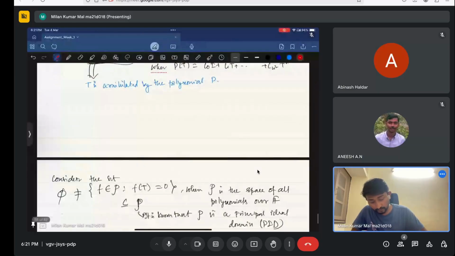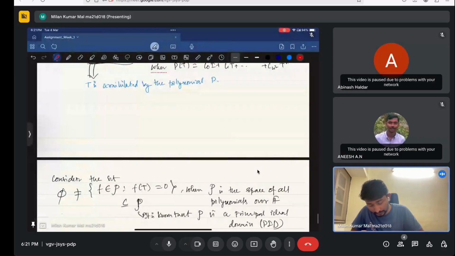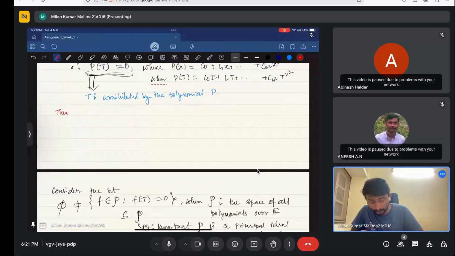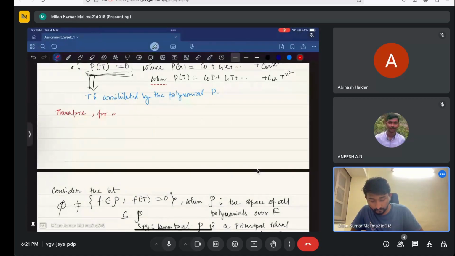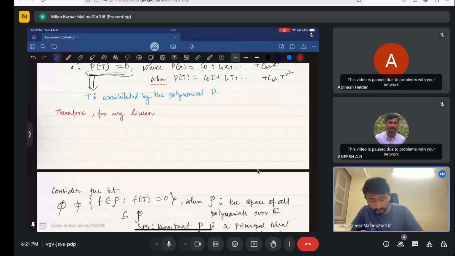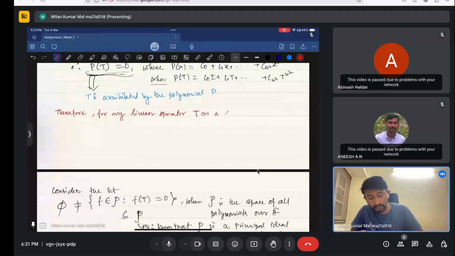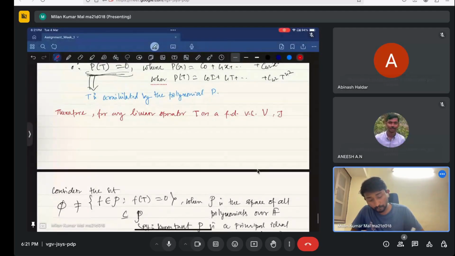So one may ask questions. So we are seeing that therefore for any linear operator T on a finite dimensional vector space V over F, there exists a polynomial P such that P(T) is equal to 0, or there exists an annihilating polynomial.